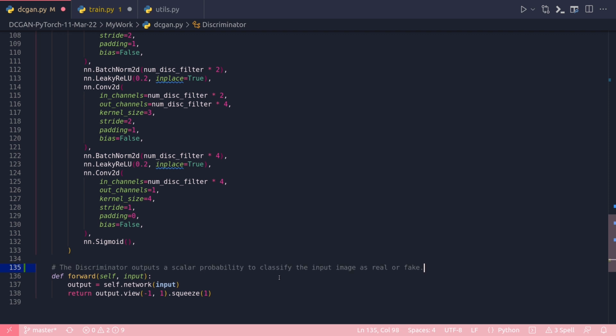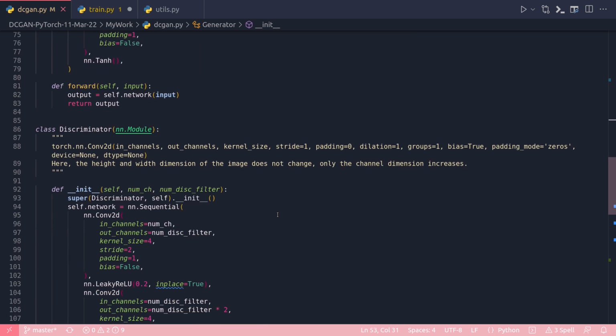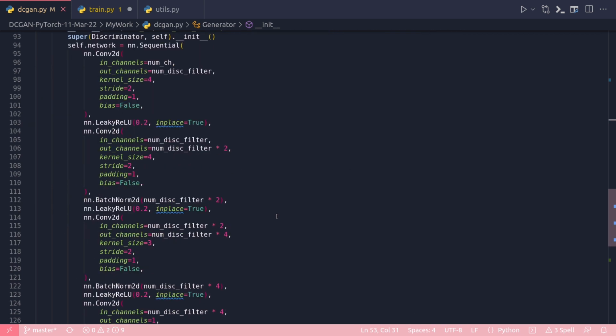Now for the forward function, remember this point, it's very important. I should mention in a comment that the discriminator outputs a scalar probability to classify the input image as real or fake. So ultimately the discriminator will give me a 0 or 1: if fake, equal to 0; if real, equal to 1. The forward pass in the discriminator takes an image tensor and returns a one-dimensional tensor representing the image as fake or real. That's why I'm using .view here, which will flatten the tensor, and also I'm using squeeze, which will remove all superfluous one dimensions from the tensor. And with that, I'm done with the implementation of the generator and DCGAN architecture.